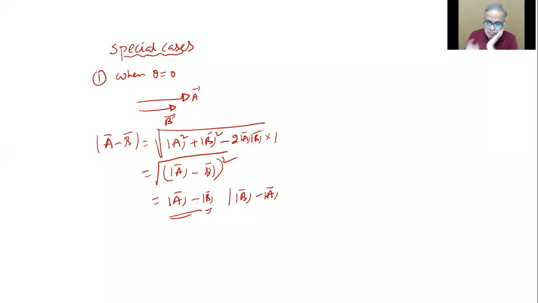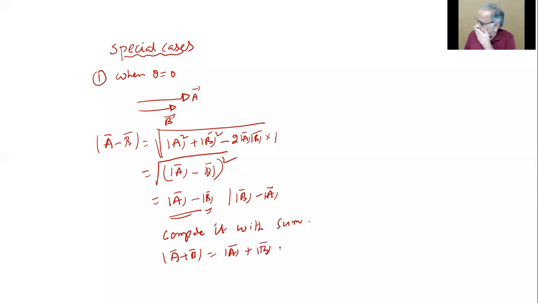So when theta is 0, compare it with the sum of two vectors. That is, mod of A plus B was becoming mod A plus mod B. I don't know whether you understood the logic. So here, this is the minimum value of the difference, and that was the maximum value of the sum. We'll put this in brackets.